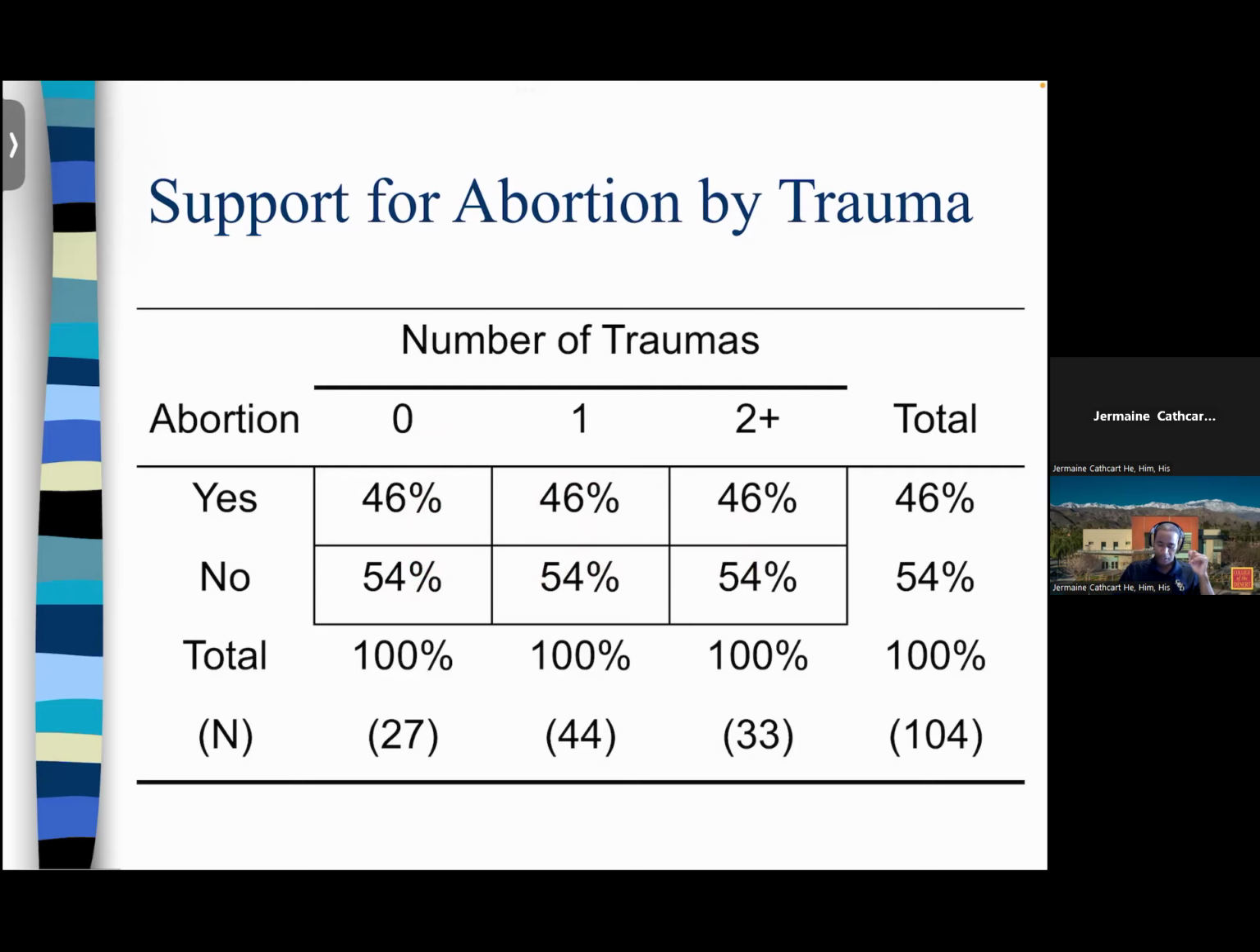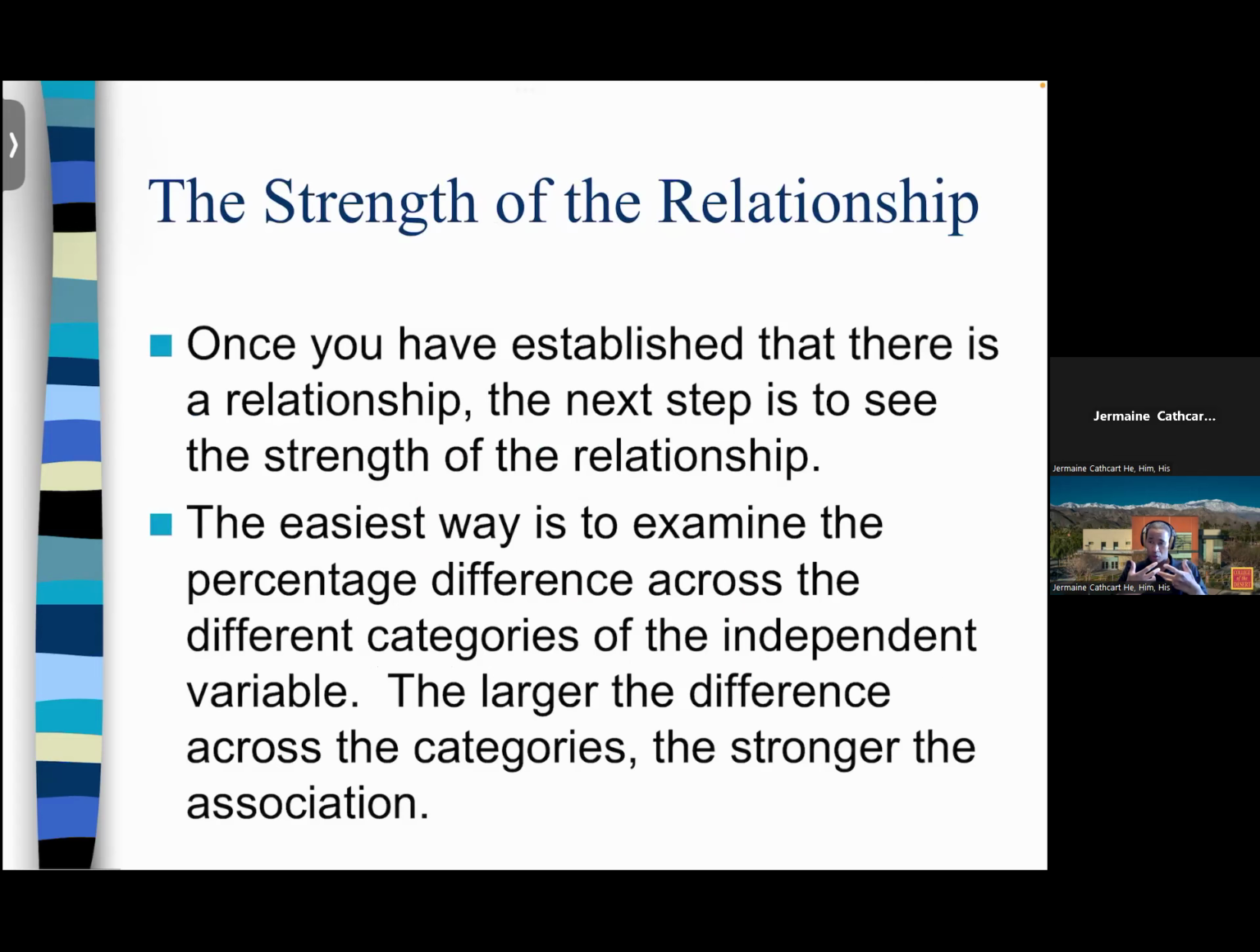Okay. Now here, we're doing a comparison of the percentage difference: 46%, 46%, 46%, and 54% said no, right? So it doesn't appear that the number of traumas influences whether or not you support abortion. If you're seeing all the percentages are pretty much the same, that suggests that there isn't a relationship. When you see dramatic differences between the percentages, that suggests that there is a relationship. Okay, so that's how we determine whether a relationship exists when we're doing the eyeball test.